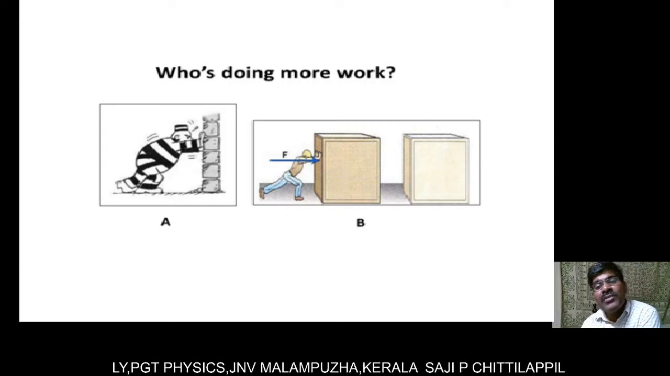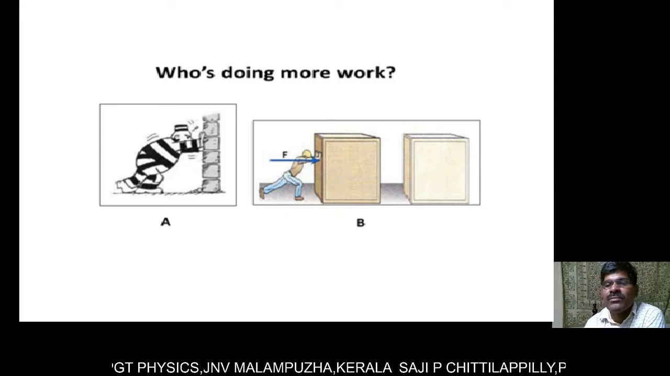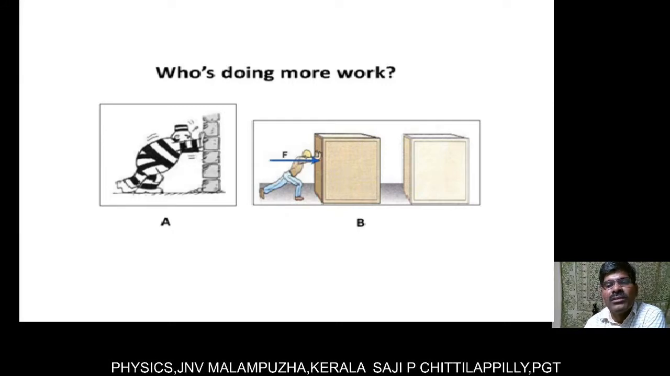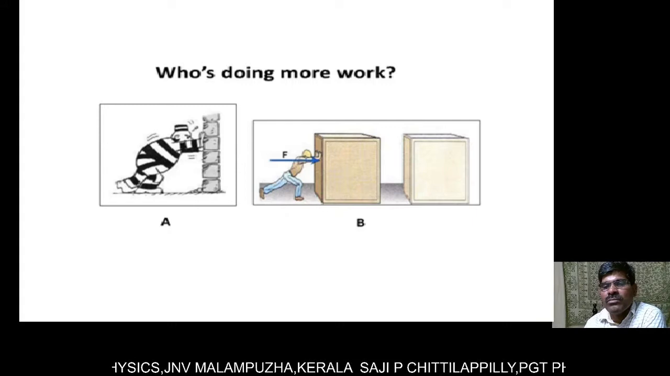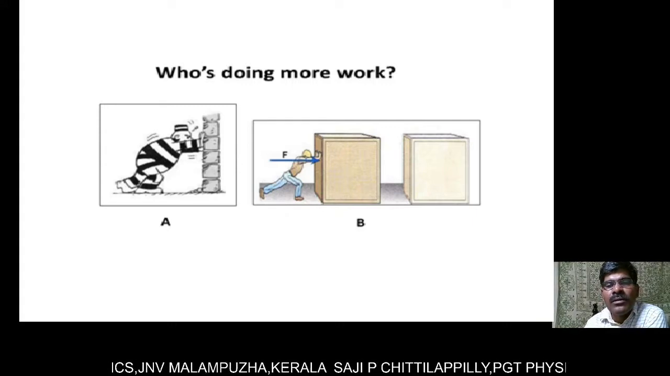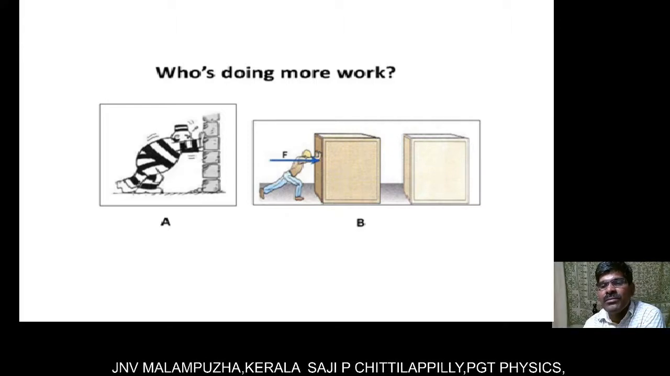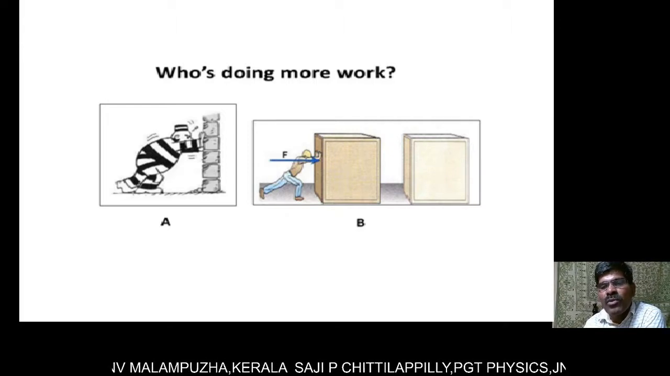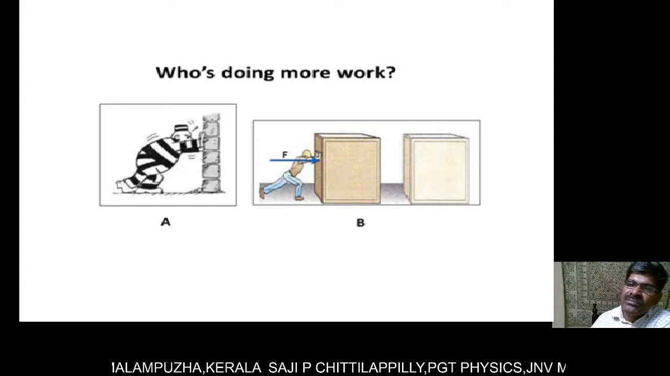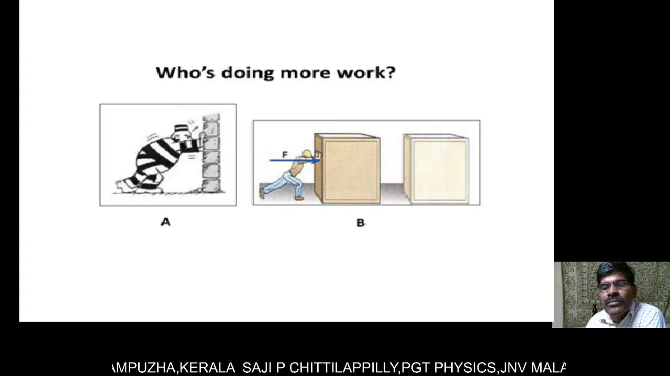Of course, in daily life, we can say he is doing work. But when it is coming to physics, we will say he is not doing any work. Work done is zero. Why? Because the point of application of force is not changing position. The displacement is zero. We know the formula W is equal to Fs. If S is zero, work done is zero.